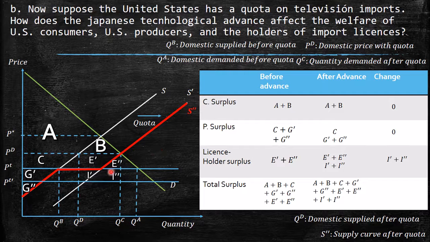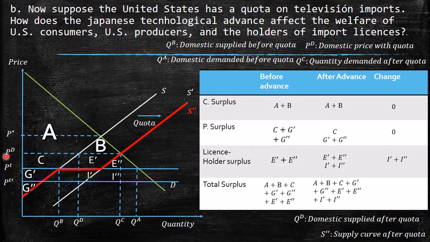Just to understand this better, here we have QC. This is going to be the quantity demanded by consumers, but at the same time it is going to be the supply given by the domestic supply, so they can supply at a price of PD. So we can analyze here before the advance. Remember, this is before the advance.